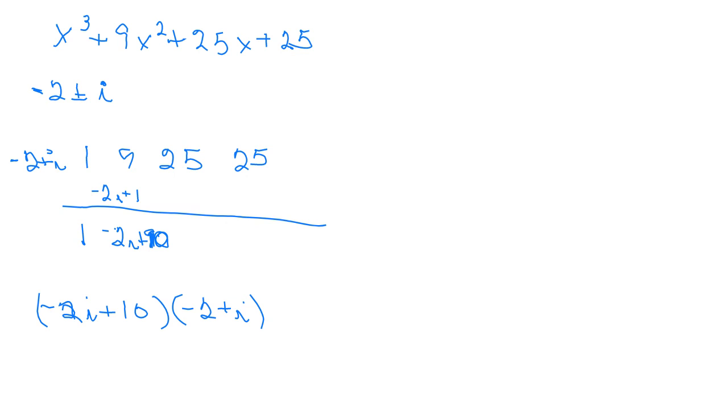And I did this wrong. Already I made a mistake. 1 times negative 2 plus I is negative 2 plus I. Which gives you 7 plus I, which is what this should be.